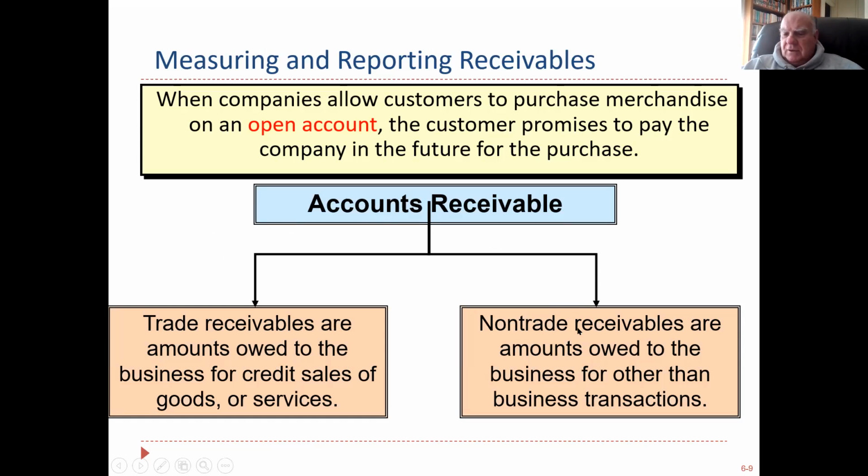Non-trade would represent money owed to us other than operating type activity. What we're talking about here probably is a loan. Maybe we were in a position where we loaned money to somebody, and that debt that they owe us is not accounts receivable. That would be notes receivable. You could have different things.